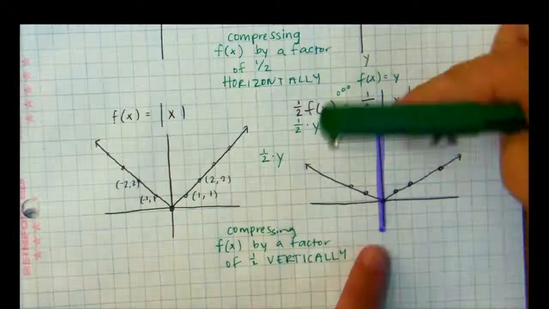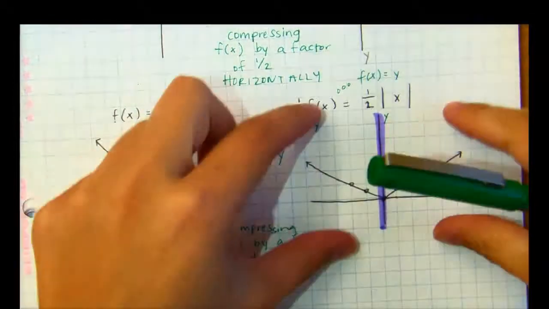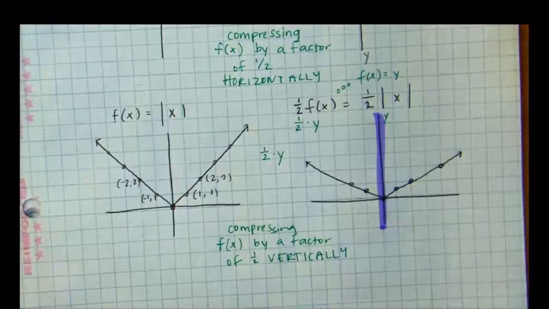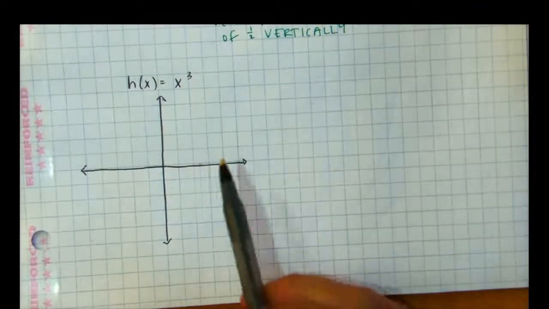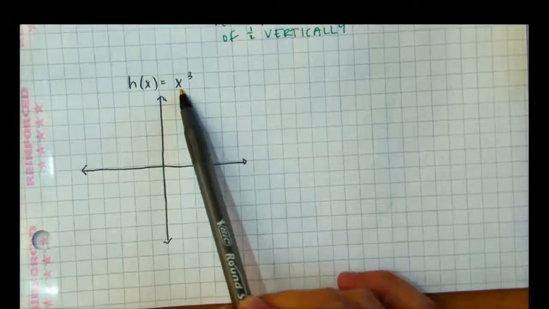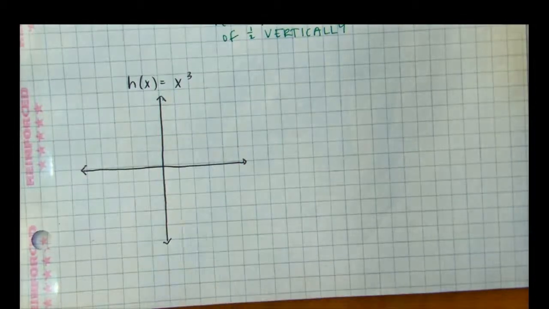It's as if I've got two fingers pushing at my ends and squeezing the graph to be shorter. We'll look at another example. Go ahead and start off with your parent function h of x equals x to the power of 3. What does your parent function graph look like? Graph it on your own.